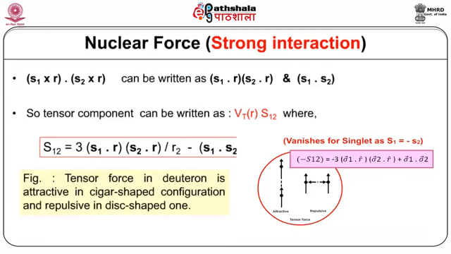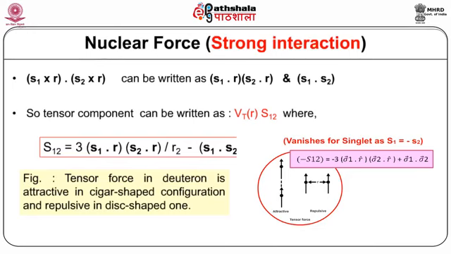Now this non-central component, which is the tensor component, vanishes for the singlet as S1 is equal to minus S2. Remember that we are still discussing the components of the nuclear interaction on the basis of deuteron, which has one neutron and one proton. So S1 is equal to minus S2, and for the singlet state, S12 is equal to 0.